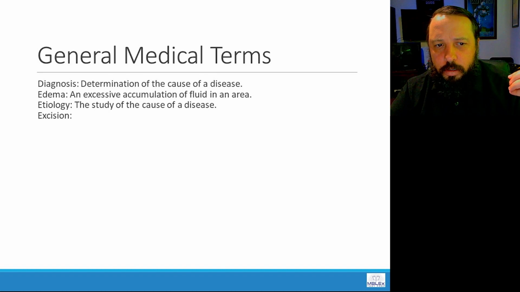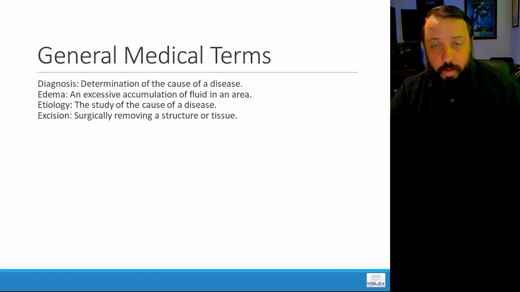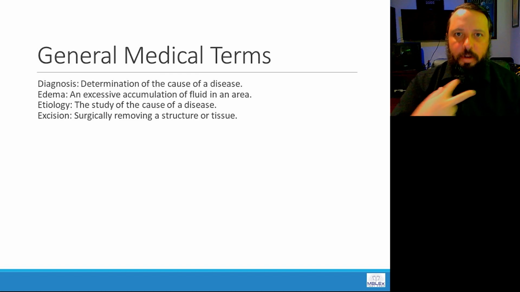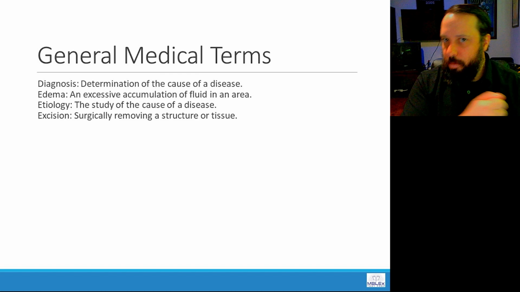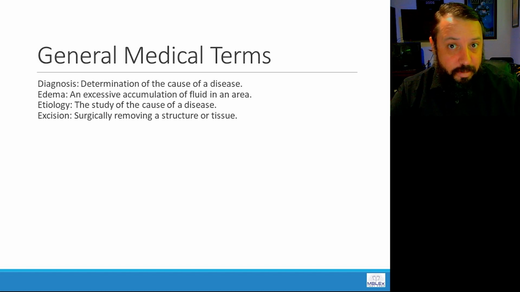Excision, to excise something from the body. You are doing what to it? Excise something. You are surgically removing it from the body, right? So if you were to excise the tonsils, you are taking them out of the body. Excise the gallbladder. You are removing it from the body. You are surgically taking it out of the body. Okay, so an excision is removing something from the body surgically.